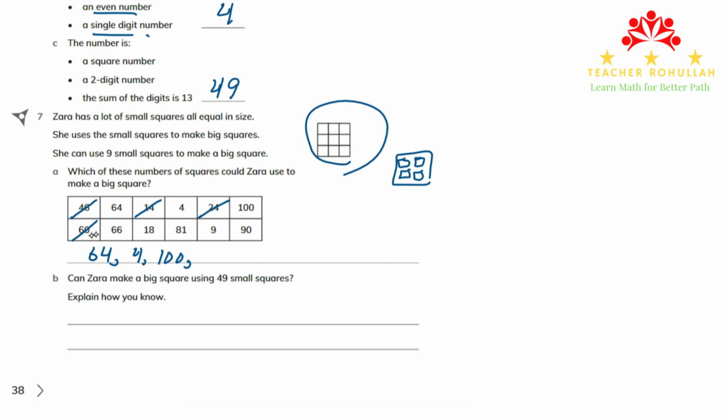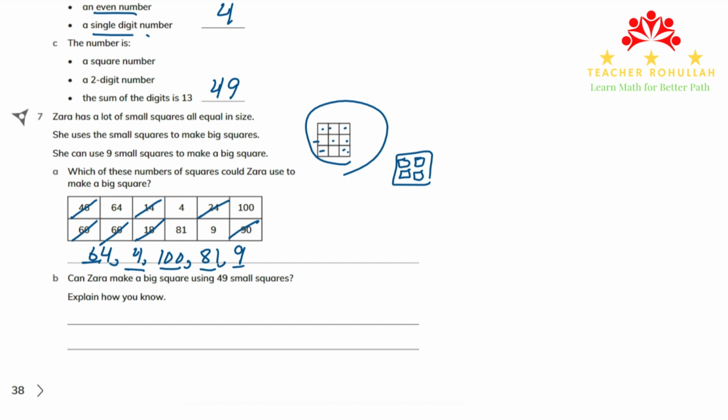60 is not a square number, it cannot. 66 is also not a square number. This can also not make a big square. 18 is also not a square number. It's also not able to make a big square, but 81 can. It can make a square of 9 by 9 small squares. The same way, 9 can make, which is already made here. We have 9 small squares over here. And 90 is not a square number, so I will cross this one also. So the numbers that can make squares out of small squares are 64, 4, 100, 81, and 9.